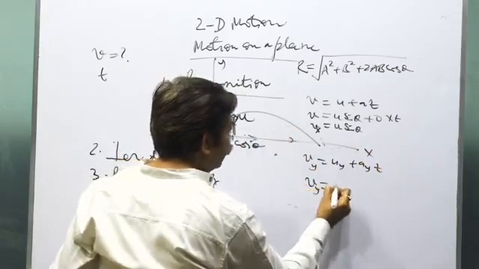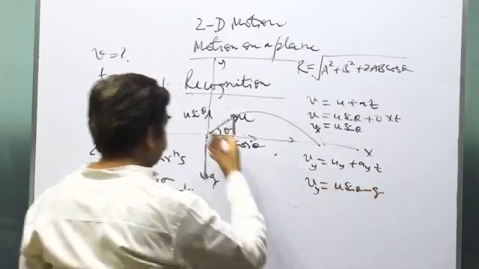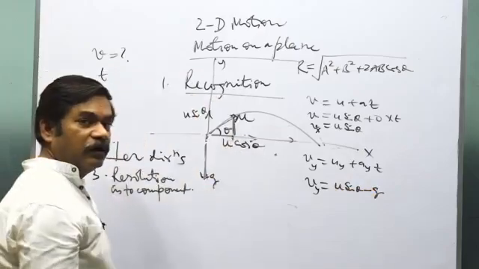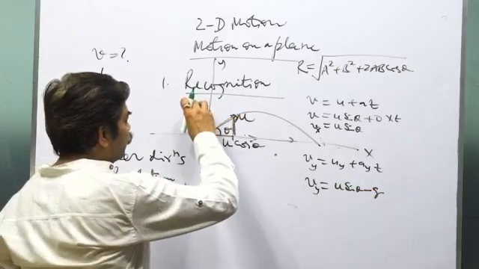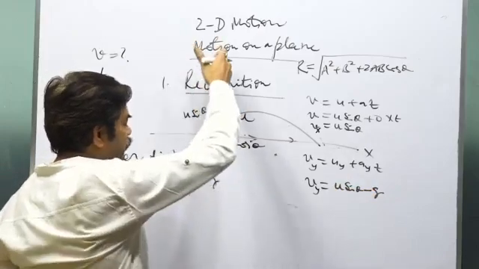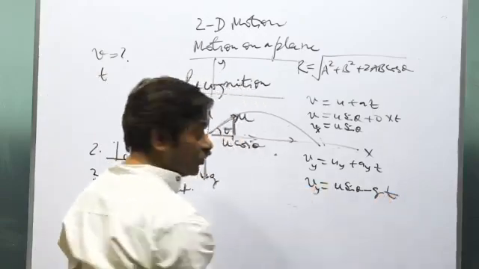So Vy after time t becomes what? U sine theta minus what? G, because this is in the opposite direction. As per our convention, if I'm keeping the value positive along the upward direction, then the downward direction parameter will be negative, so minus gt. This is the velocity Vy.